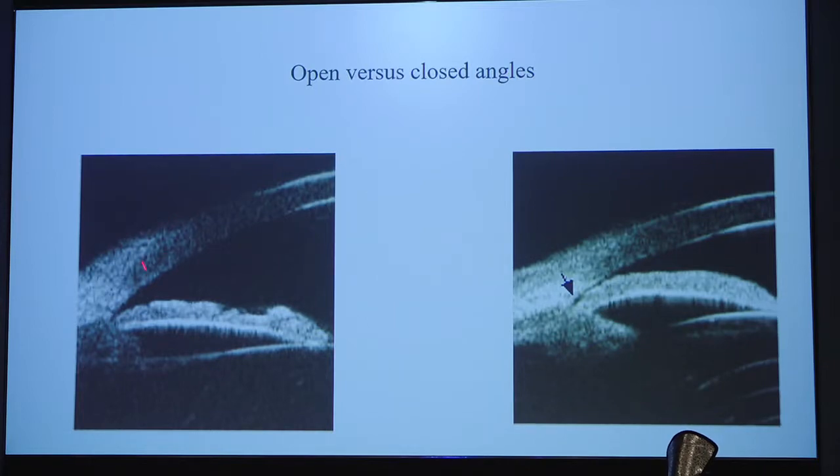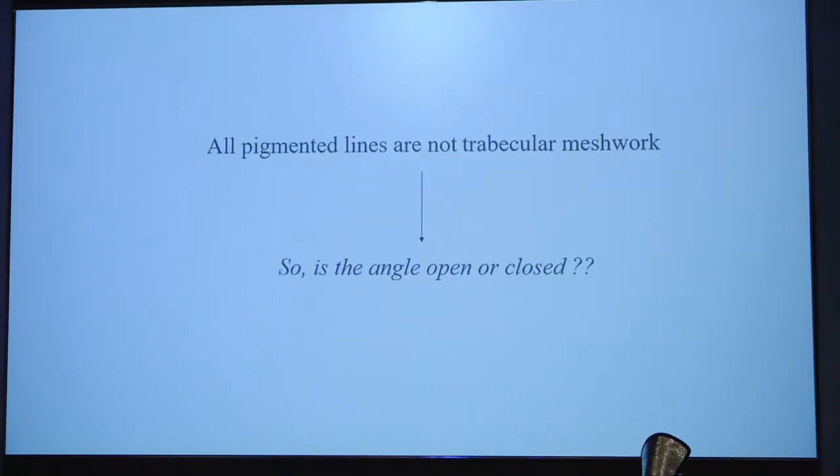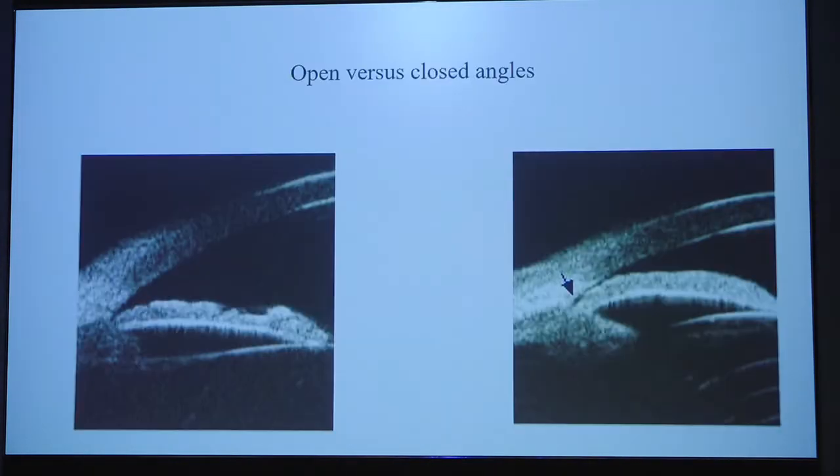So here you can see the configuration of the angle. And you can see the angle recess is reasonably open, and here you can see it's an entirely narrow and almost slit-like angle recess, practically closed. So that will help you to determine whether a YAG-PI would be helpful in this case or not.